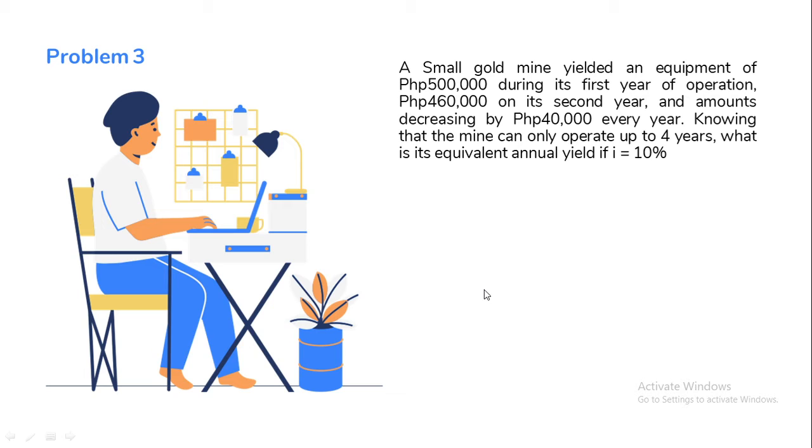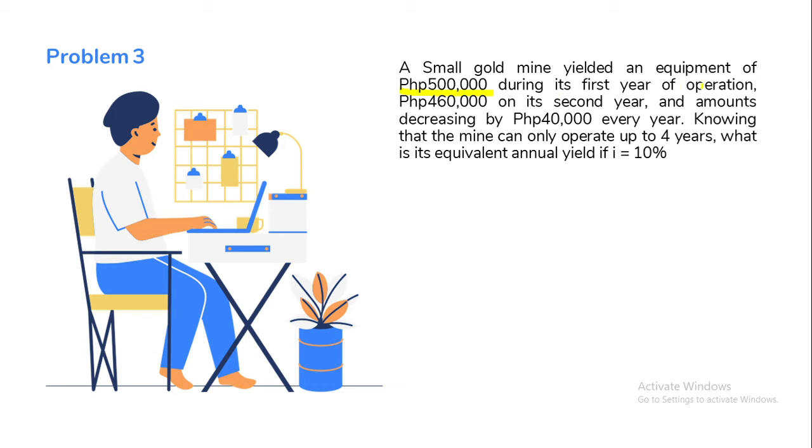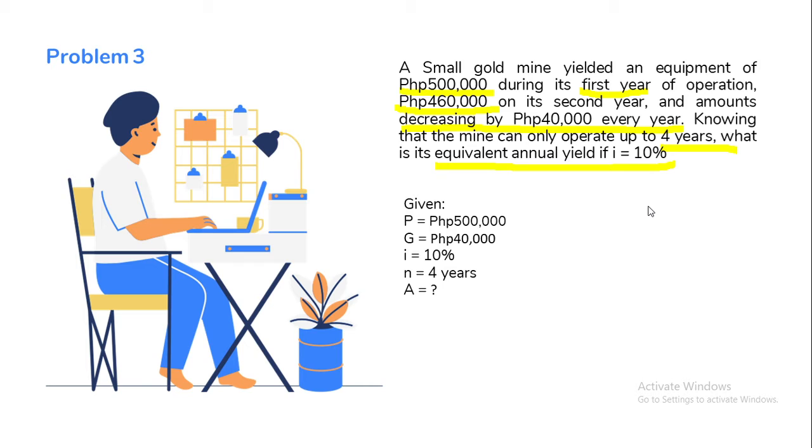Problem 3. A small gold mine yielded an equipment of 500,000 pesos during the first year of operation. For the second year, it became 460,000, and the amount is decreasing by 40,000 every year. Knowing that the mine can only operate up to 4 years, what is its equivalent annual yield if i is equal to 10%?